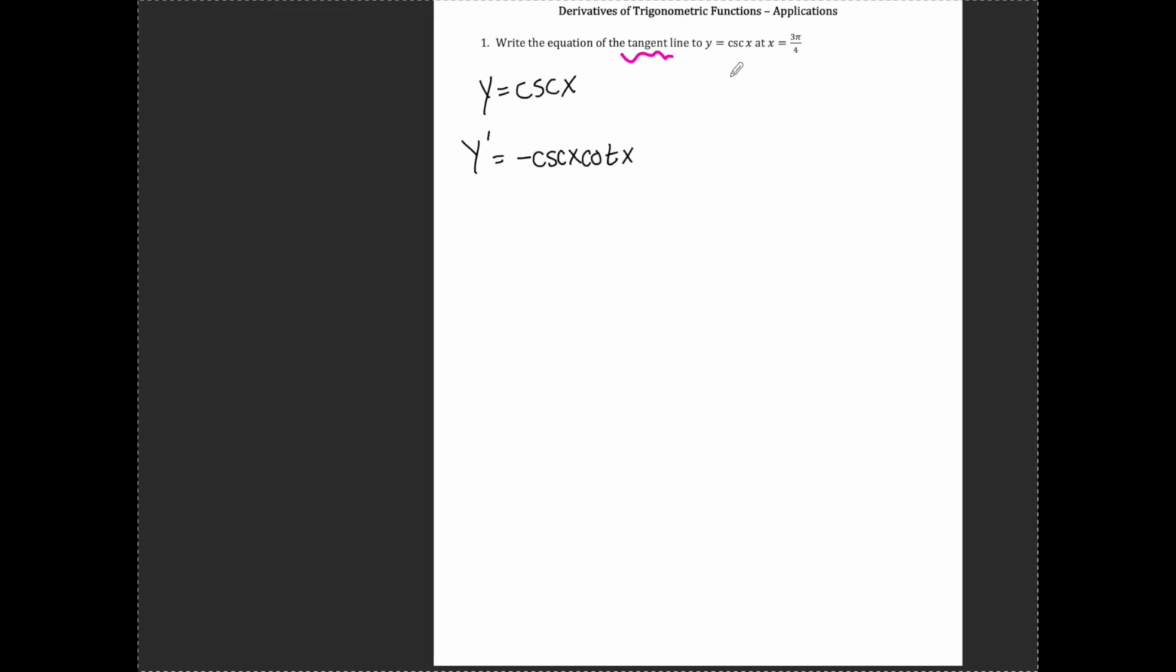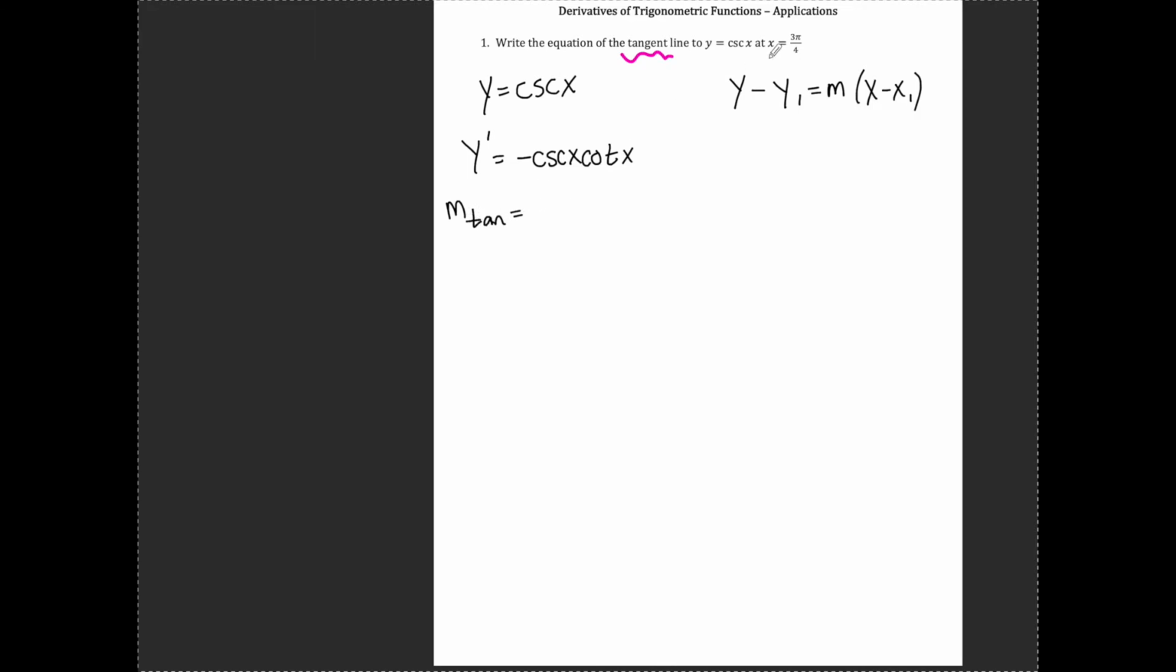When I write the equation of a tangent line, I'm filling in the point slope formula of a line, which is y minus y1 equals m times x minus x1. I know that x1 and y1 come from my original equation y, and I know that m is the slope of the tangent line, which comes from the derivative. So I'm first going to find m tan.